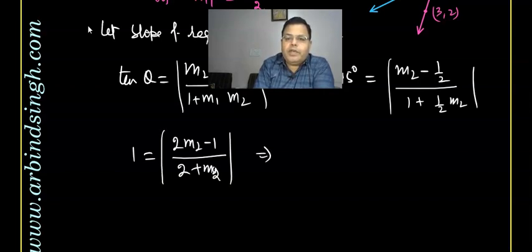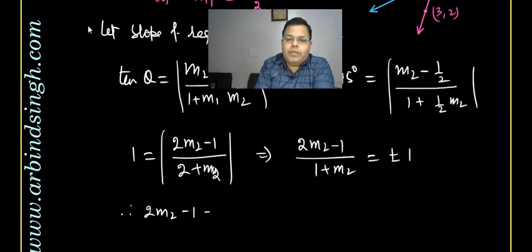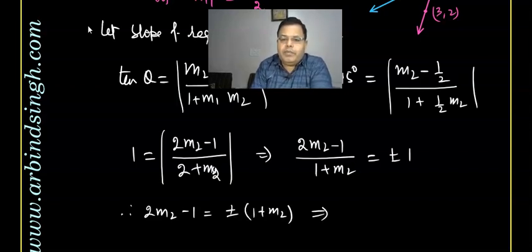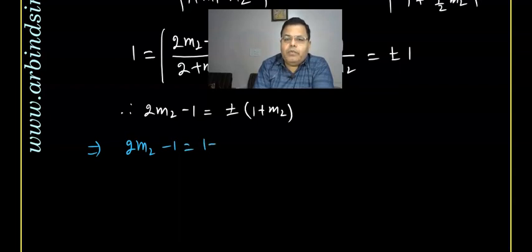Right? And this implies (2 m2 minus 1) upon (2 plus m2) is equal to plus minus 1. Therefore, we can write 2 m2 minus 1 is equal to plus minus (2 plus m2). If you take the positive sign, then m2 will be something, and if you take the negative sign, then the value of m2 will be something different. So taking the positive sign, 2 m2 minus 1 is equal to 2 plus m2.